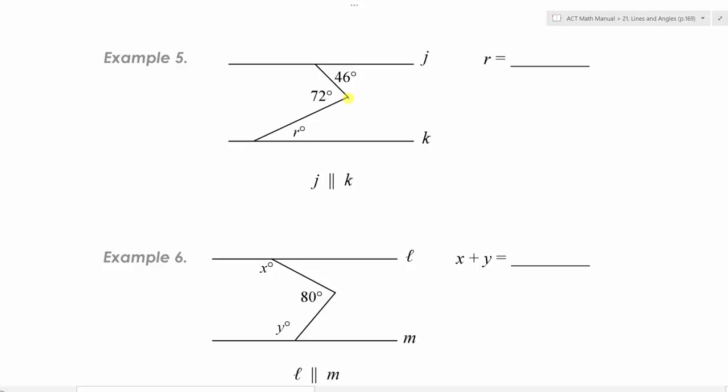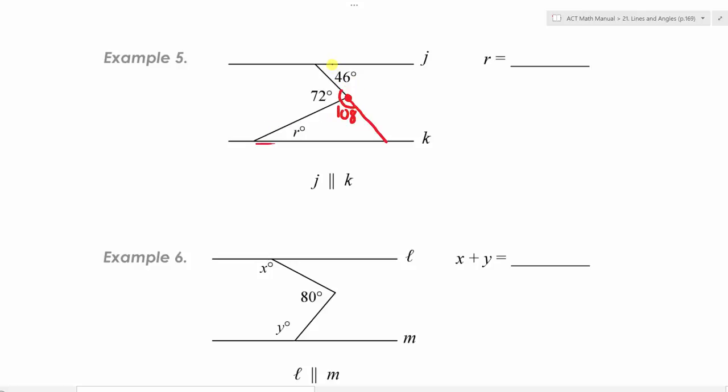So in example 5, I am going to show you this one in two different ways. I'm going to extend, so notice these two transversals, they are truncated, they're cut off. I don't see the other ends of the transversals. So if I extend one of the transversals this way, since I know this is 72, the remainder of that angle has to be 108. So now I know one of the angles in this triangle here is 108.